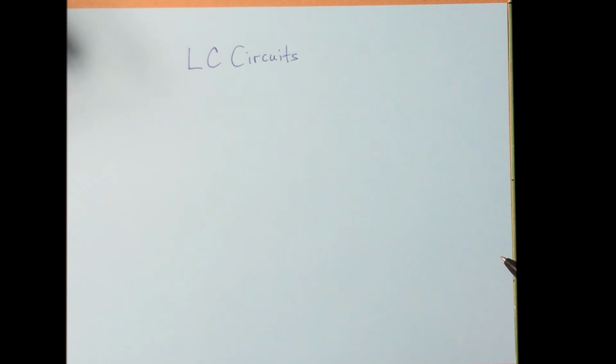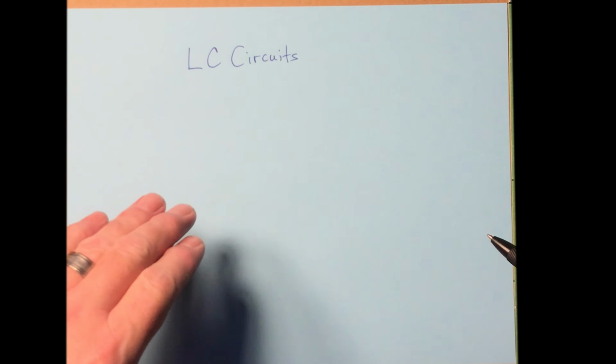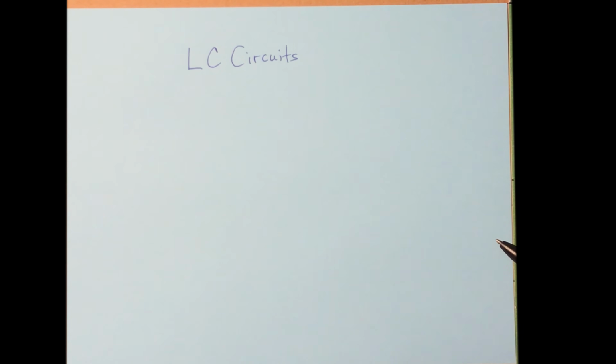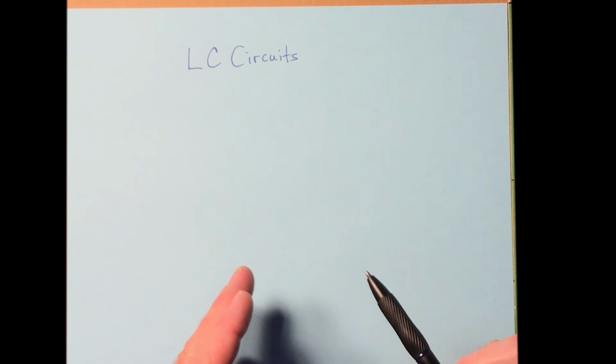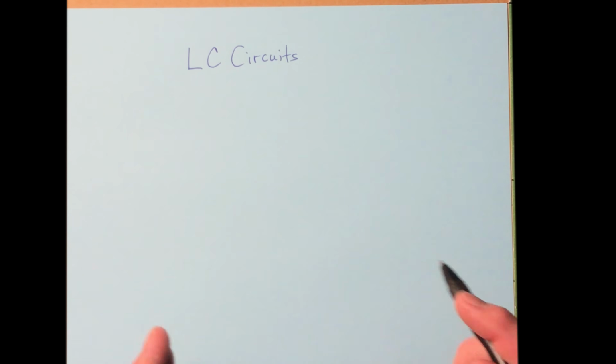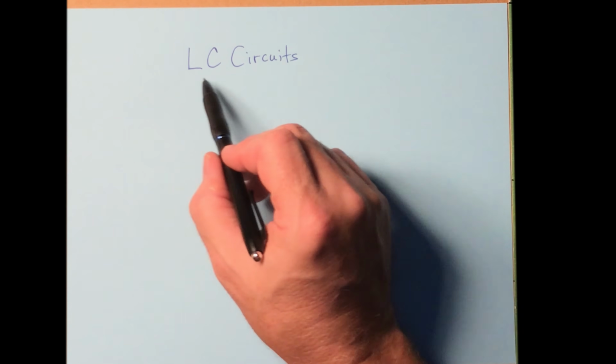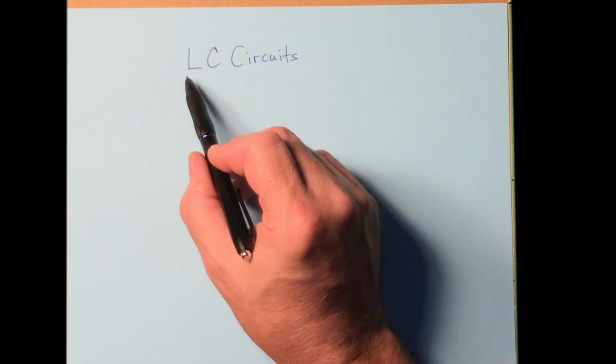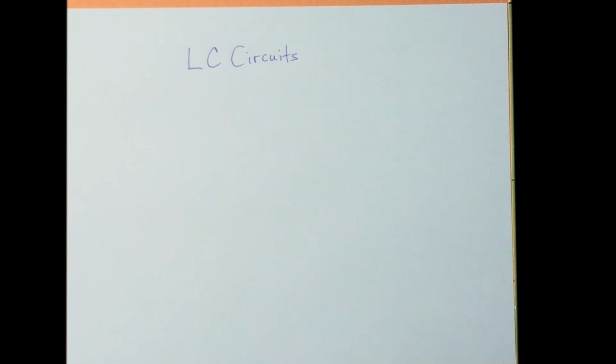LC circuits are kind of weird because you never see them. In fact, there's no such thing as a pure LC circuit. You almost always are going to have resistance, if nothing else, the resistance of the wires involved here. So we're going to assume that we have a perfect inductor and a perfect capacitor and put them in a circuit with no resistance. So this is sort of a fictitious type of circuit, but I think it'll be insightful to you.